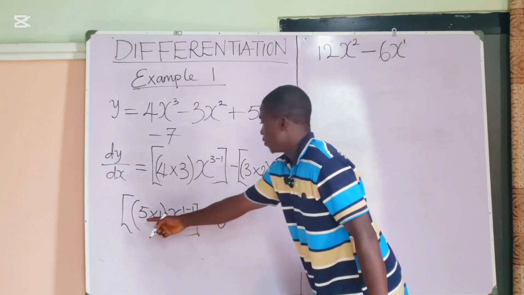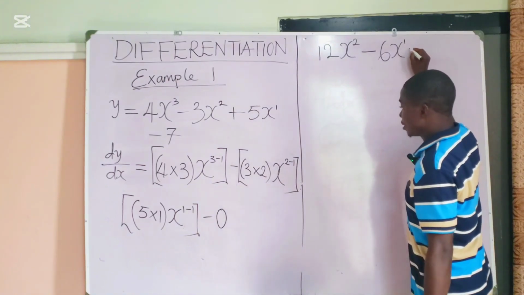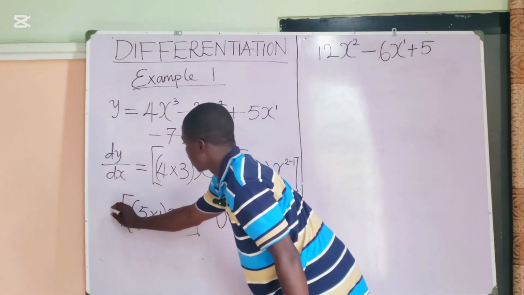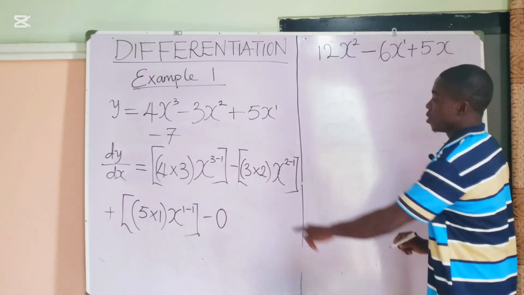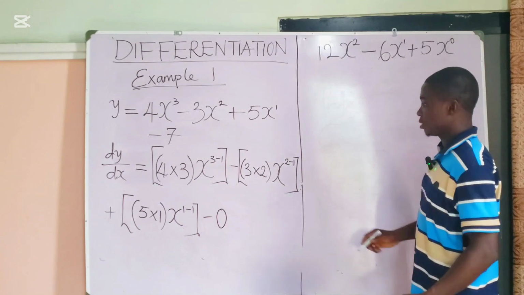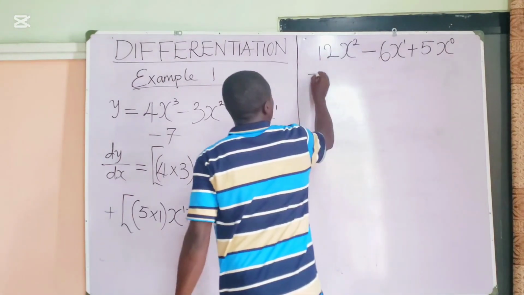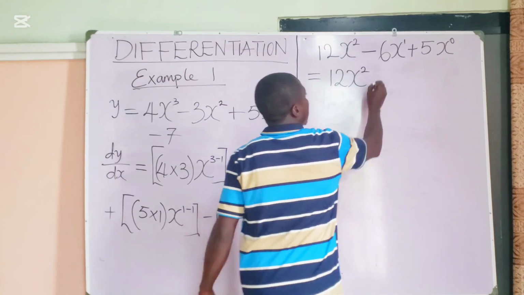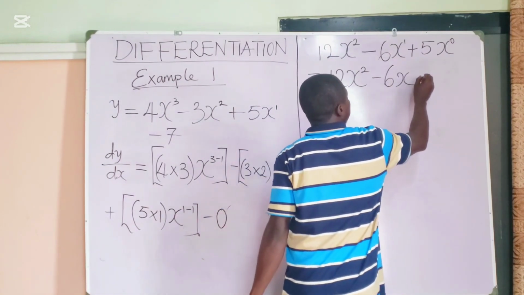5 multiplied by 1 is same thing as 5. So we write positive 5. You attach x. 1 minus 1 is 0. So we have 0 here. So this 0 is eliminated already. So here we have 12x raised to power 2 minus 6x raised to power 1, which is the same thing as 6x. And then plus.